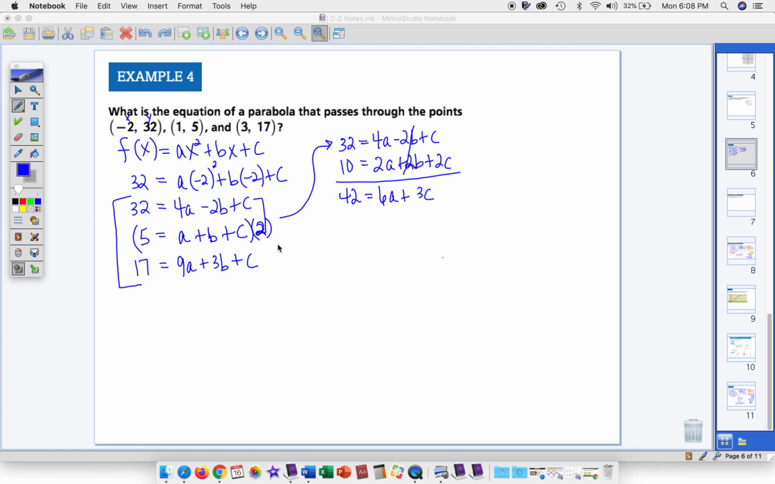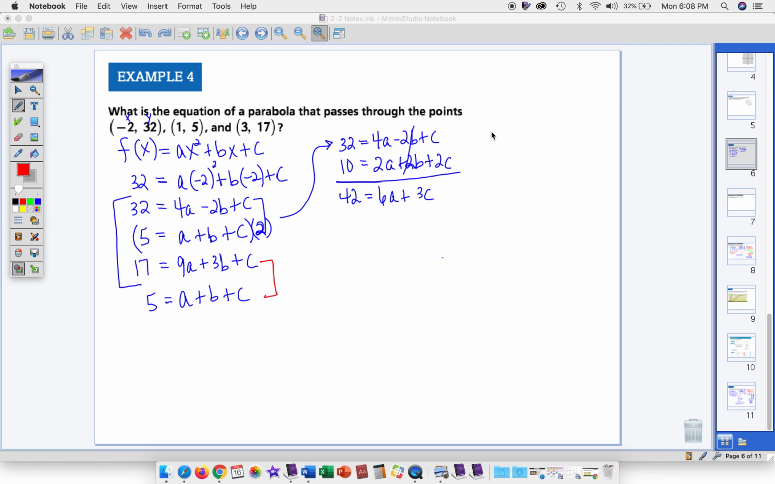Next I'm going to work with the second and third equation. Let me rewrite the original here. It's going to get a little messy up there. So that was 5 equal to a plus b plus c. That was from the second coordinate, 1, 5. So I'm going to work with these 2 equations. And again, I'm going to eliminate b.